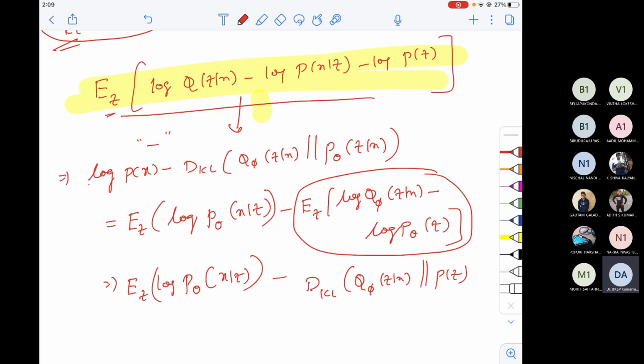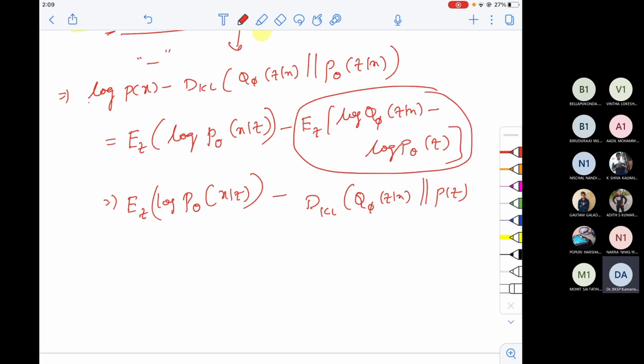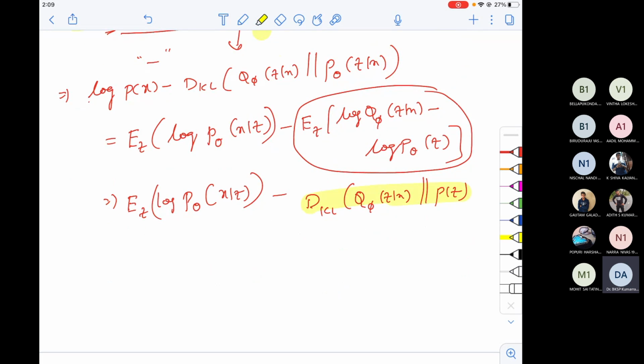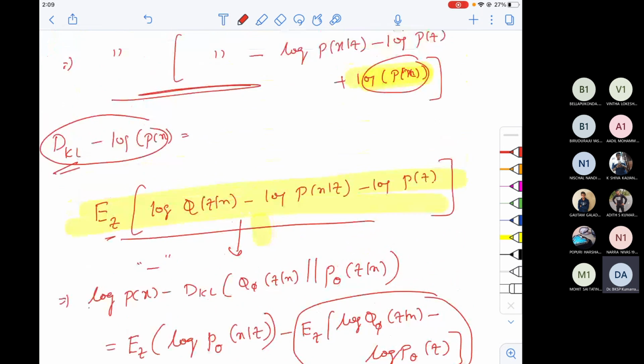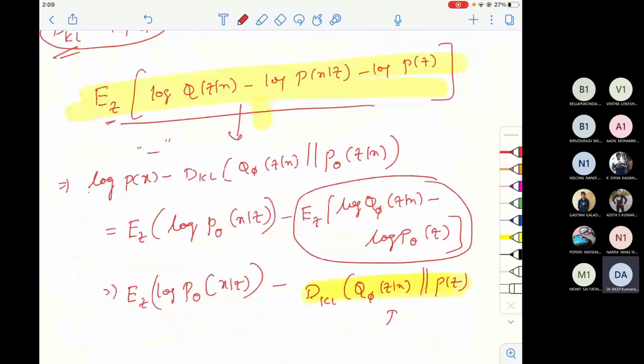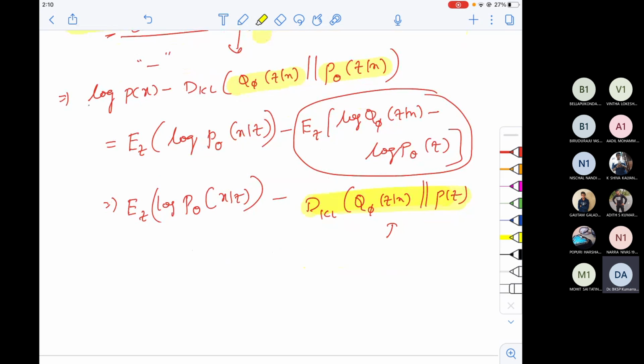Sir, what are you doing here? Just trying to come up with some simplification. This conclusion is important. Finally, after simplifying, we got this particular thing. Earlier, we started with the dKL between Q of z given x and P of z given x, because we're trying to estimate the P theta of z given x with Q phi of z given x. Now, we simplified that to these two terms. This is my first term and this is my second term.